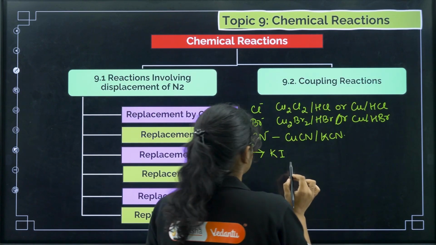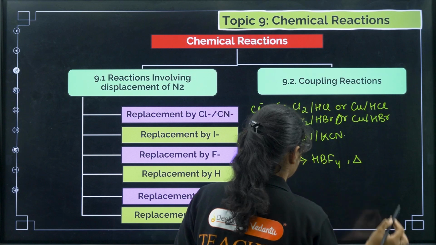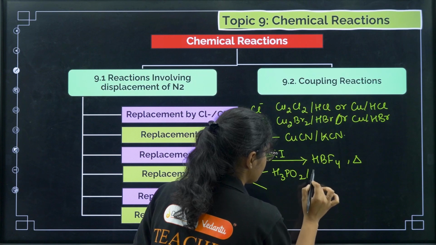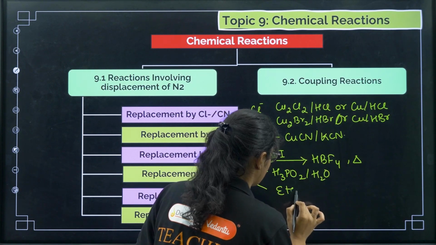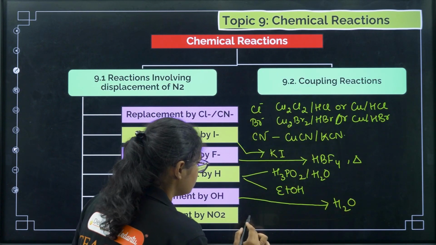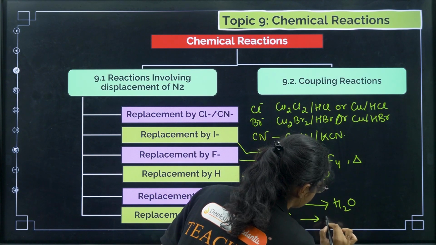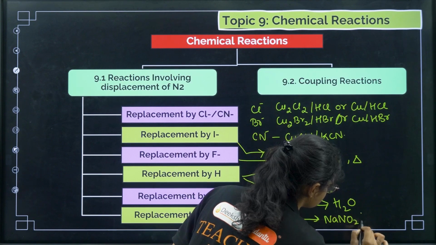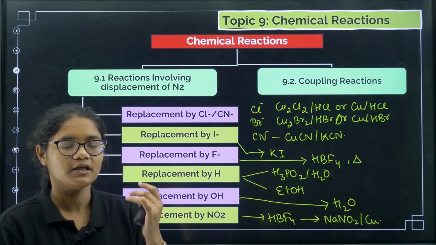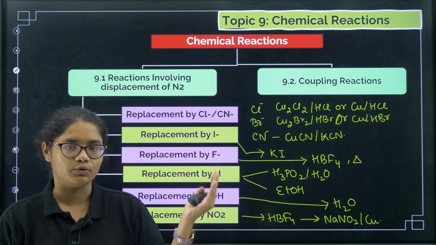Now for F-, what we need? We just need first HBF4, after that we need to heat it. For replacement by H we have 2 things: first H3PO2 and then water, or you can directly use ethyl alcohol. For OH simply use H2O directly. For NO2 first treat it with HBF4, and after that treat it with sodium nitrite, NaNO2 in presence of copper. All the 6 replacements are clear: chlorine, bromine, cyanide, that is the first category. Then iodine, fluorine, H, OH, nitro group.